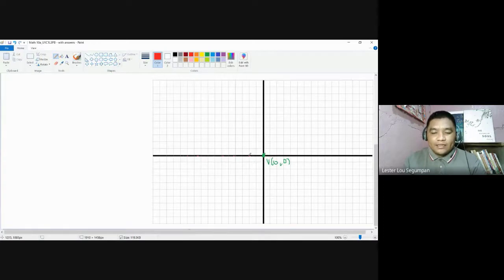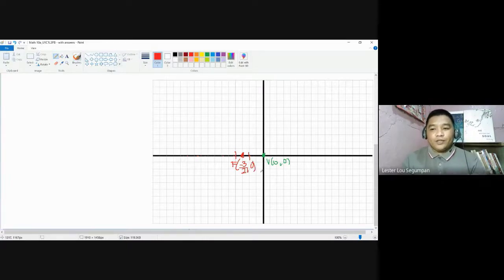We plot it here. Let's also say that each of this grid is not 1, but let's say 1/2, so that this is negative 1 and this is our negative 2. So our focus is somewhere here. Sorry for that. Somewhere here. This is our focus at negative 3 halves and 0.